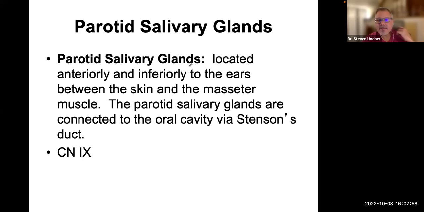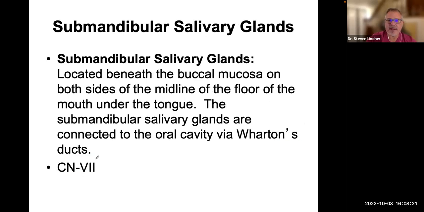The parotid salivary gland, that's located in front and just underneath the ear, between the skin and the muscle called the masseter muscle. And the parotid salivary glands are connected to the oral cavity by way of a duct that's also referred to as Stenson's duct. And again, that's innervated by cranial nerve number 9.